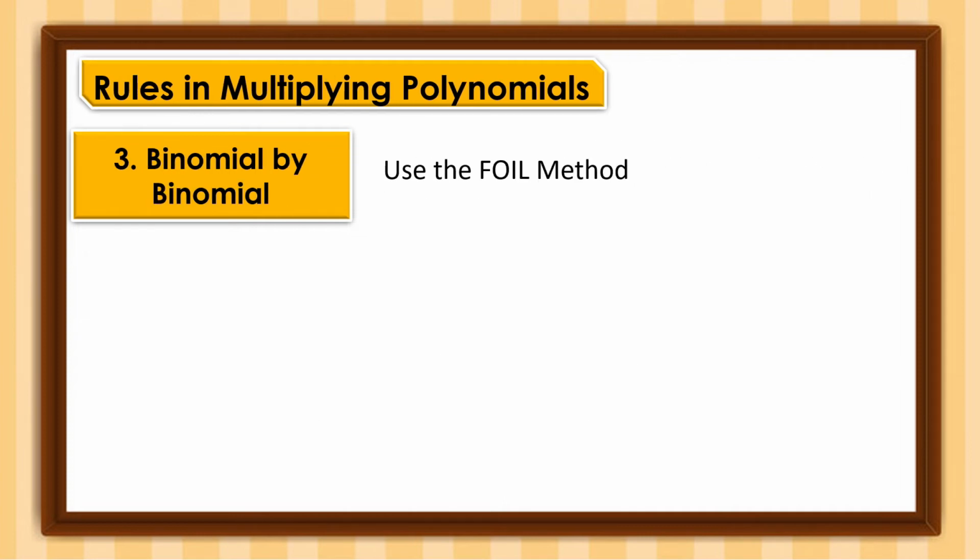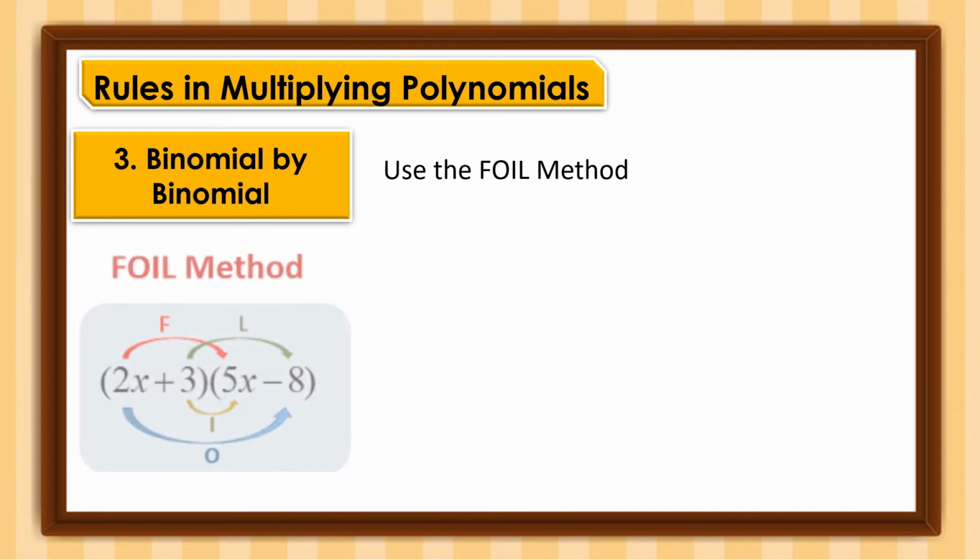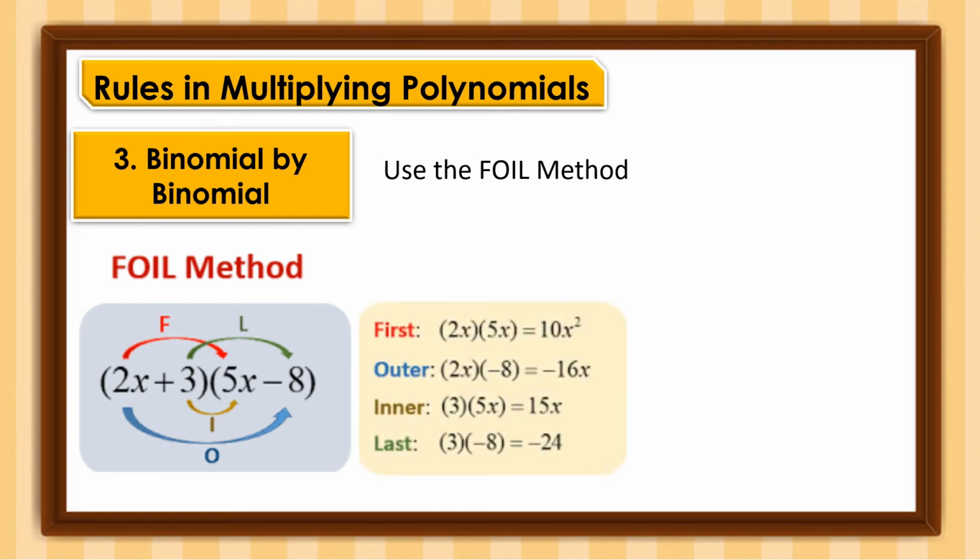The next rule is binomial by binomial. When we are multiplying a binomial by another binomial, we will just use the FOIL method. So example, 2x plus 3 multiplied by the binomial 5x minus 8. The FOIL method stands for F for first terms, O for outer terms, I for inner terms, and L for last terms. First, we will multiply the F, which is the first terms. We have 2x and 5x, multiply them, and we will have 10x squared.